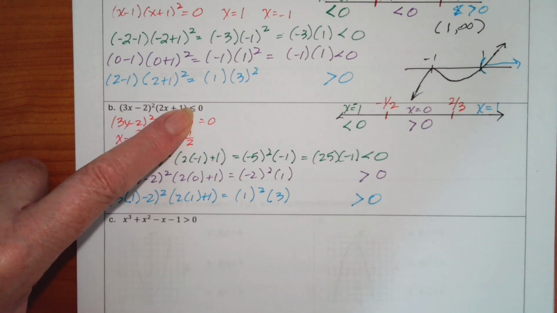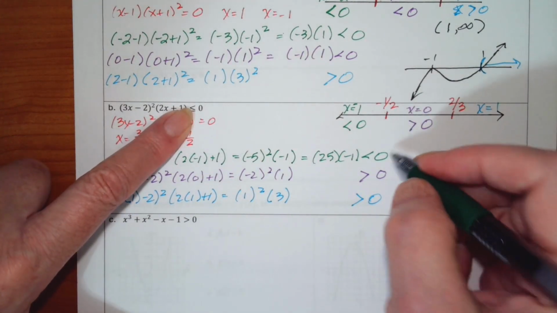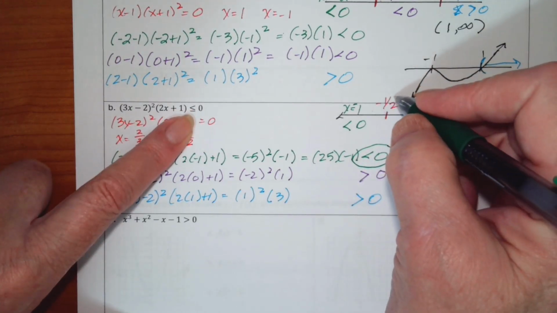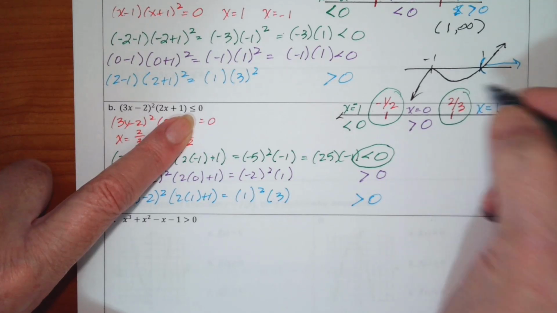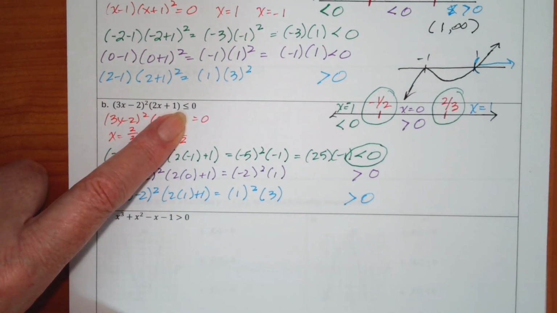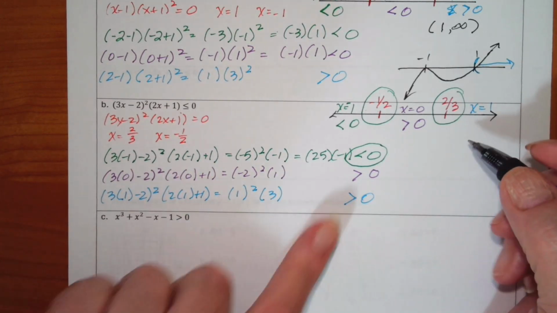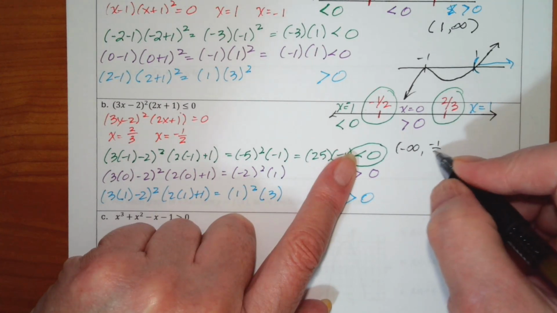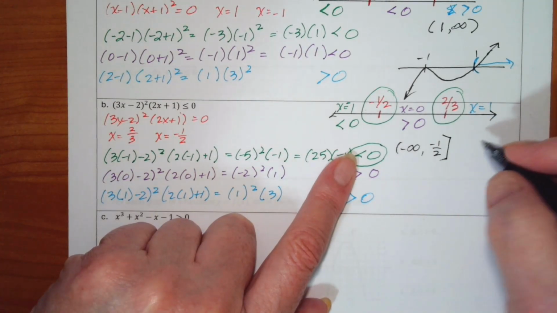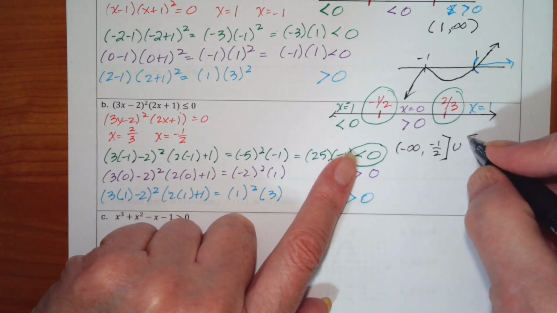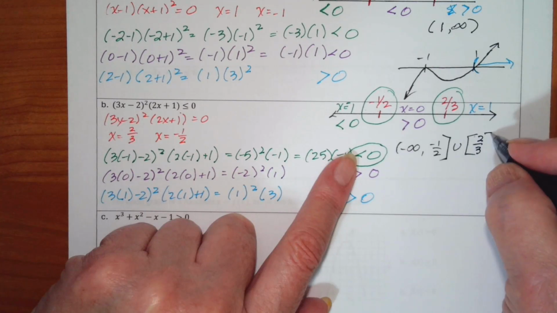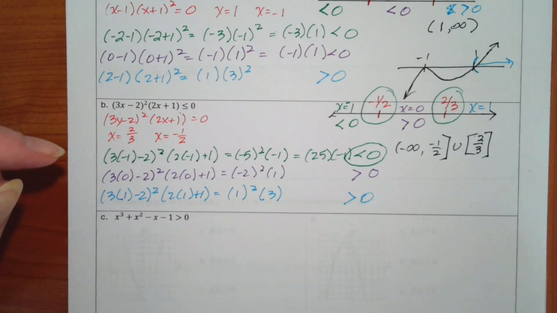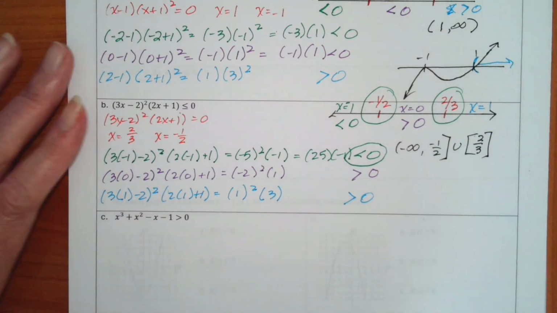Okay, so less than or equal to 0. So I need to know where it is less than 0 and equal to 0. Okay, so I can do this in the region. This goes from negative infinity to negative 1/2 bracket. And then I also have to include this point. Now there are several ways to write it, but that's how I've always done it.